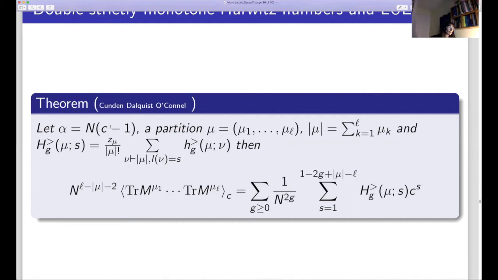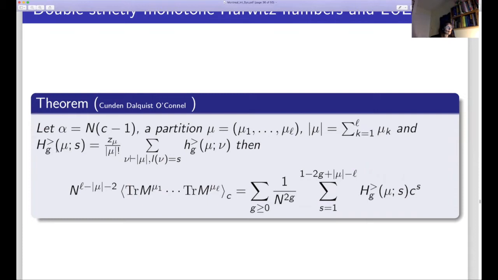We have a partition mu of length L and size |mu|. And we introduce the strictly monotone Hurwitz number, and this is weighted in the following way. We are summing over all strictly monotone Hurwitz numbers of size |mu| and length S. So basically this S here is the sum over all partitions of length L. I will call these the strictly monotone weighted Hurwitz numbers. So this is the number here.